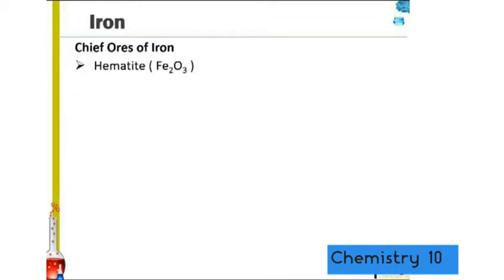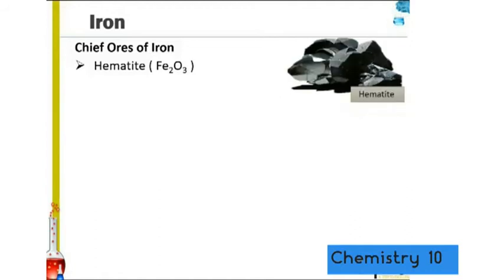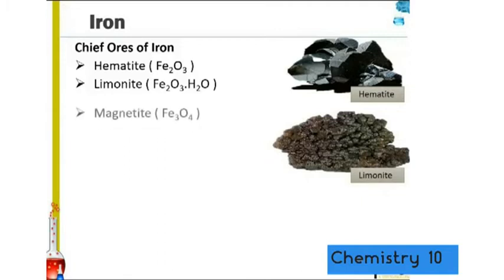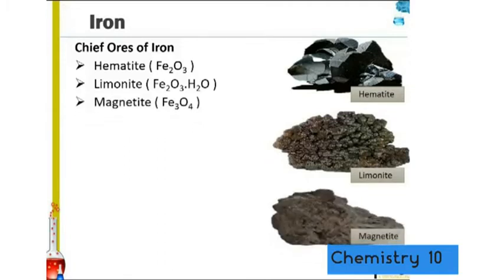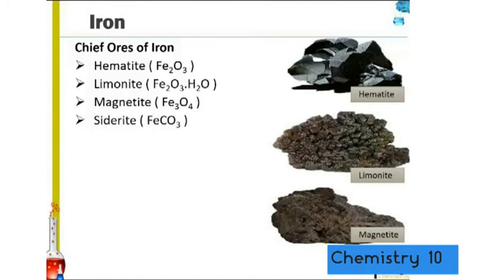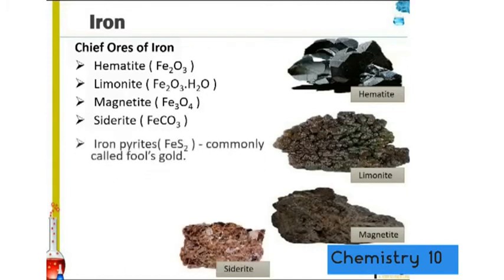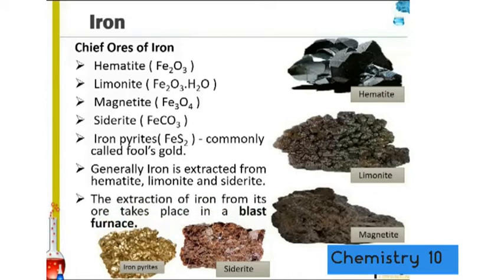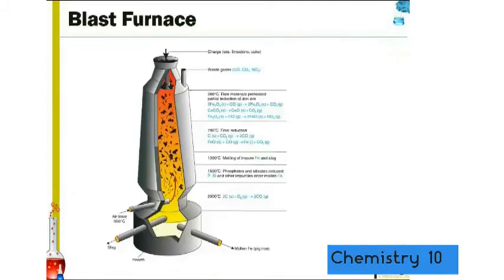Some commonly found iron ores include hematite, limonite, magnetite, siderite, and iron pyrites, which are more commonly known as fool's gold. Generally, iron is extracted from hematite, limonite, and siderite, and this process occurs in a blast furnace. Here you can find the overall schematic of a blast furnace.